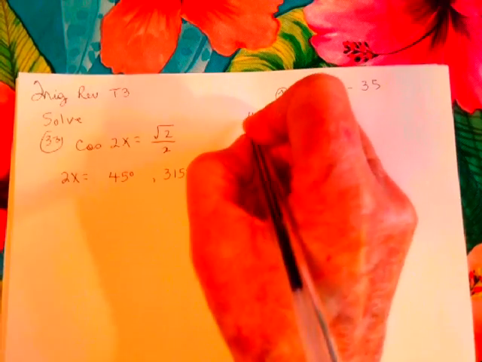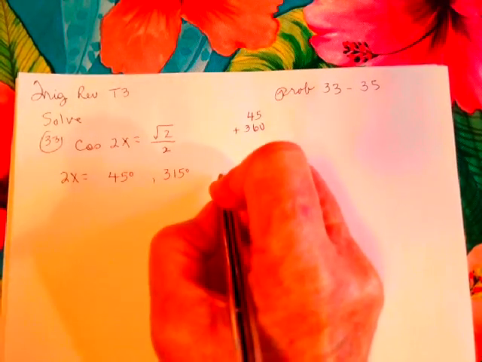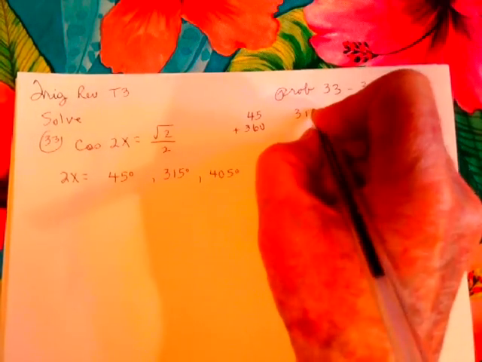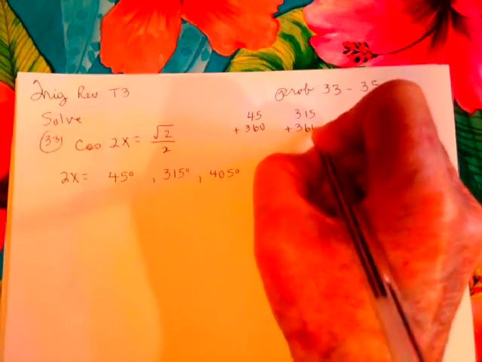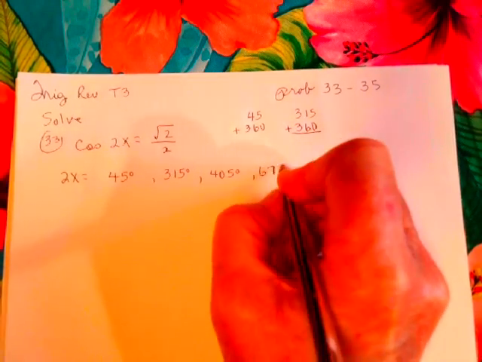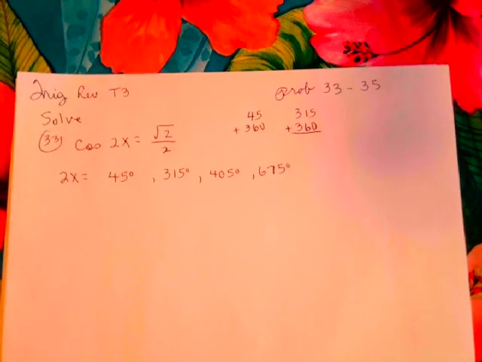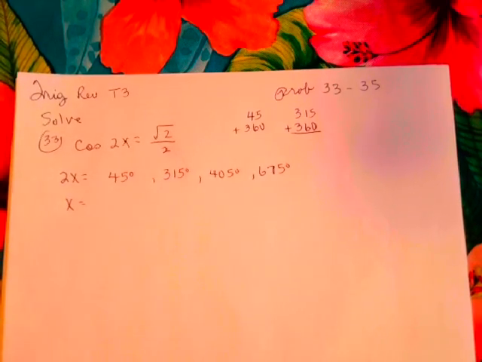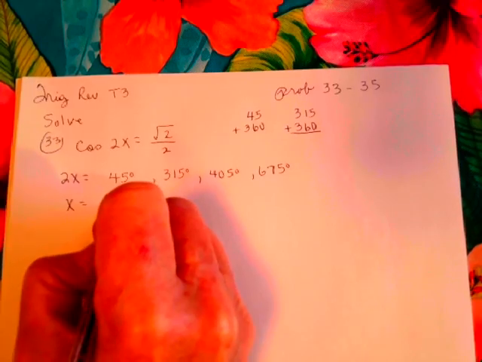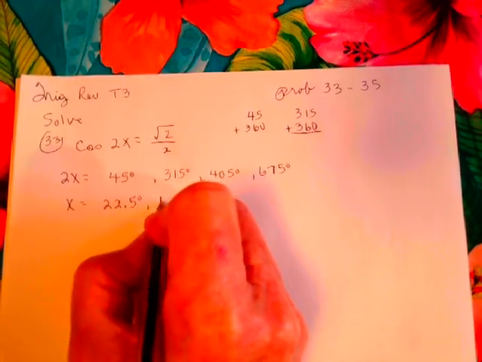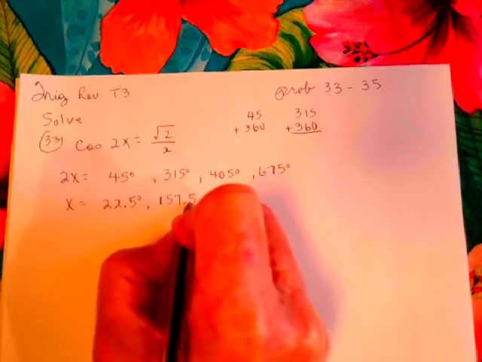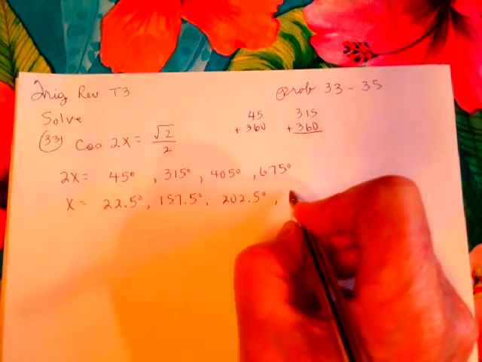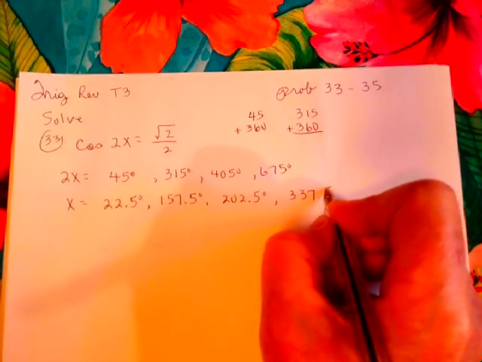So 45 plus 360 gives me 405 degrees. 315 plus 360 gives me 675 degrees. Since that is 2x, and I want to know x, I got to go through and divide all those by 2. X equals 22.5 degrees, 157.5 degrees, 202.5 degrees, 337.5 degrees.